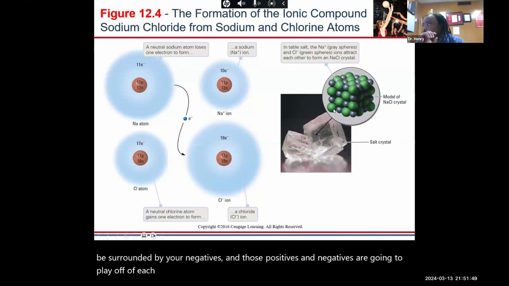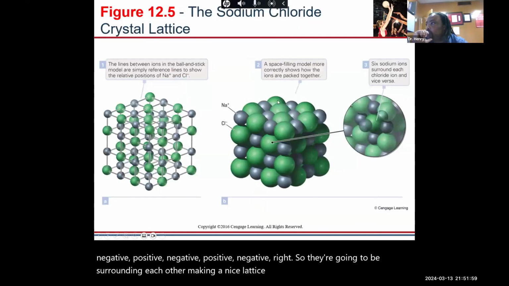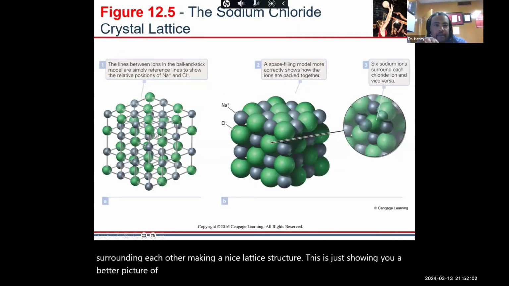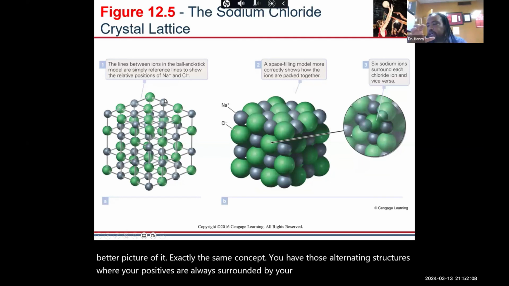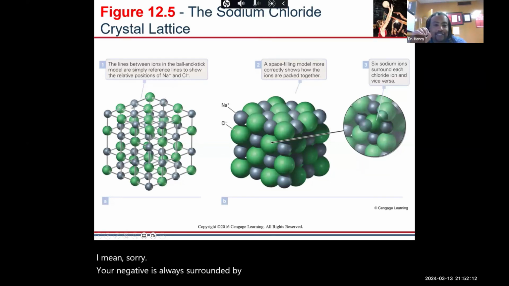So we have positive, negative, positive, negative, positive, negative, right? So they're going to be surrounding each other, making a nice lattice structure. This is just showing you a better picture of it. Exactly the same concept. You have those alternating structures where your positives are always surrounded by your negatives. Your negatives are always surrounded by your positives here in these grids. Okay.